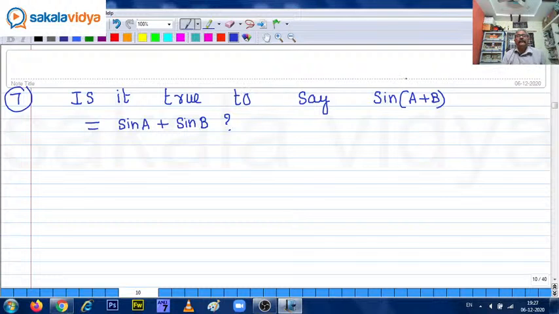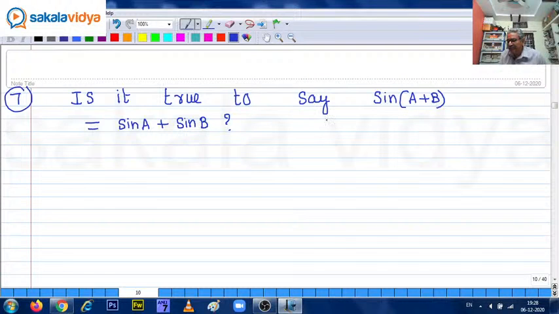Actually, whether sin of a plus b equals sin a plus sin b, we need to check. In order to check, one counter example is enough. One counter example means we take one example and show it is incorrect. To say it is true or false, just one example is enough. Take a equal to 30 and b equal to 45, and substitute in the left hand side and the right hand side.